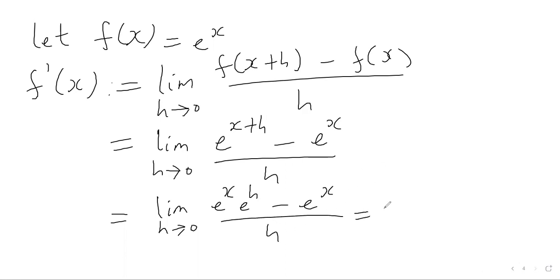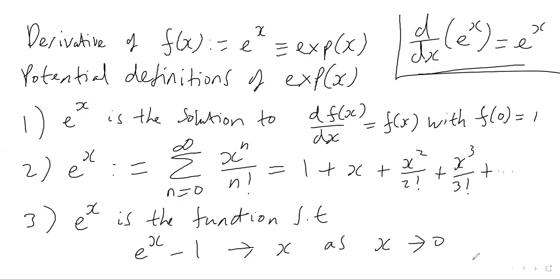And then what we can do just now is factorize out that e to the x. So we're going to get e to the x multiplied by (e to the h minus 1), and this is all divided by h. Okay, so we've got that. So now if we go back to our definition of what e to the x is, using definition number 3, this tells us from the definition that this function is the function that satisfies this condition: e to the x minus 1 tends to x as x tends to 0.